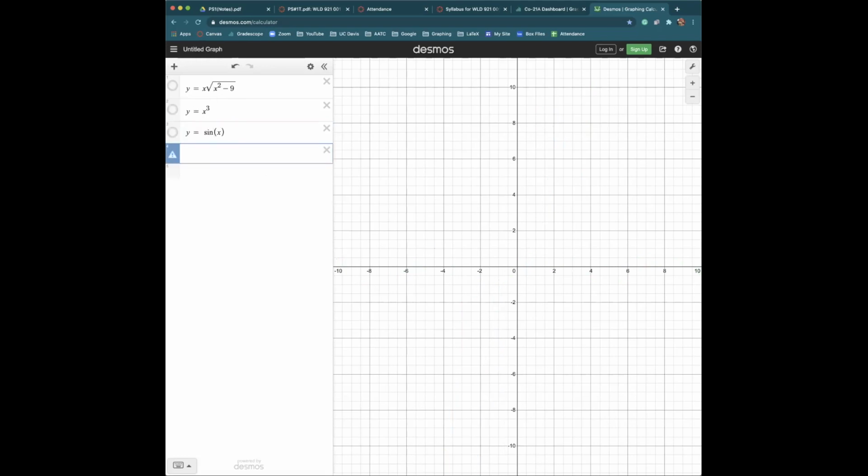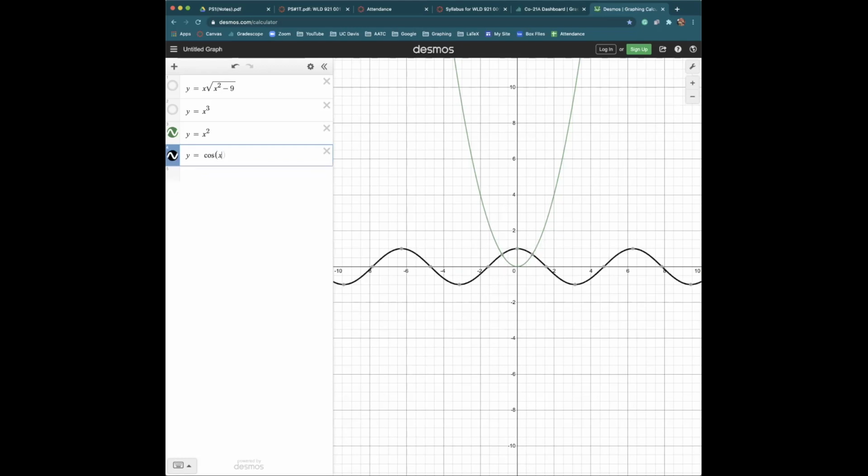On the other hand, y equals x squared is definitely even. Gotta click the things. y equals x squared is even, right? We've got symmetry about the y-axis. y equal to cosine of x is also even, because again, if you reflect it around the y-axis, it's going to look the same. I feel like I had one more example I really wanted to do.